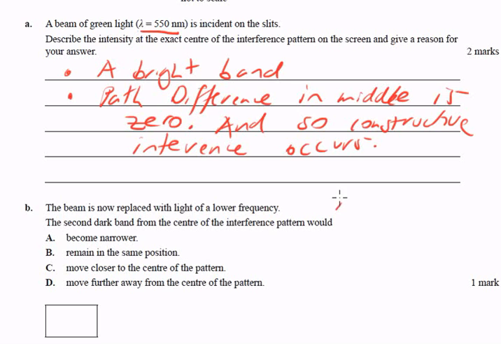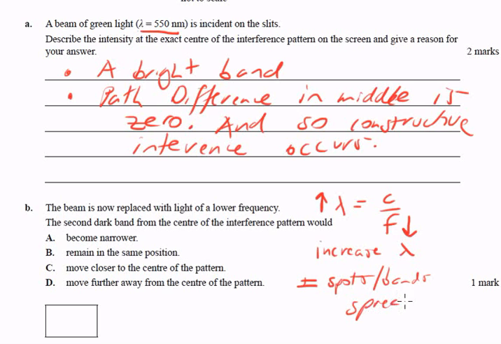So light of a lower frequency. In my cheat sheet, I've got notes that tell me what happens if I change lambda. Right, and I know lambda equals c over f. So if the frequency goes down, if I divide by a smaller number, the wavelength goes up. So light of a lower frequency means increased wavelength. And on my cheat sheet, I've got increased wavelength means that the spots are spread out, or the bands spread out.